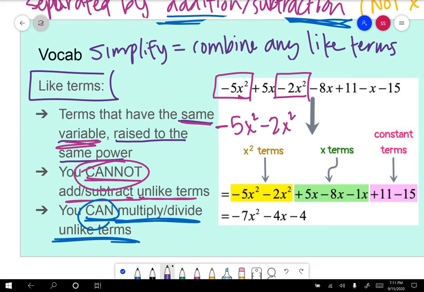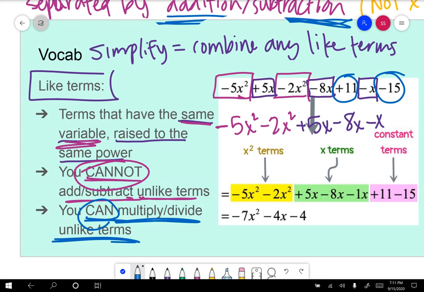The next pair, we have x to the first power. So we're looking for any other term that has x to the first power, including just x. Those we could rearrange within our expression. So we have positive 5x, negative 8x, and negative x. And the last grouping is our constants. So we have plus 11 minus 15. Running out of space.